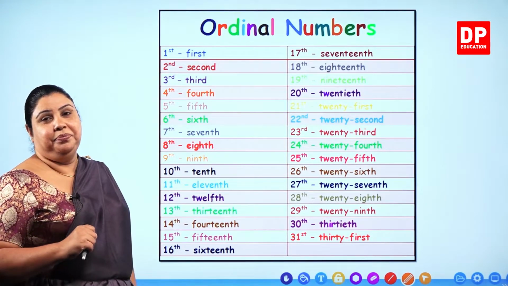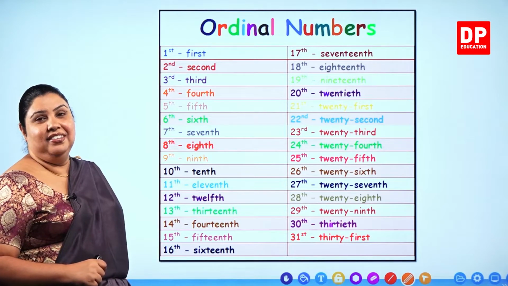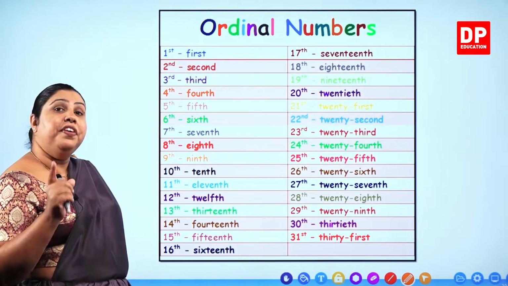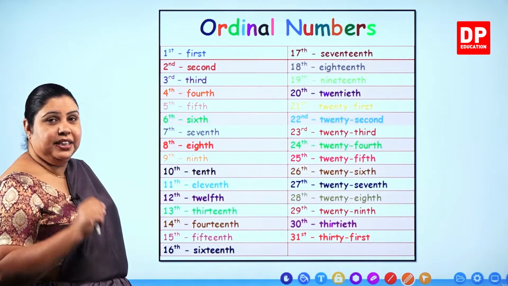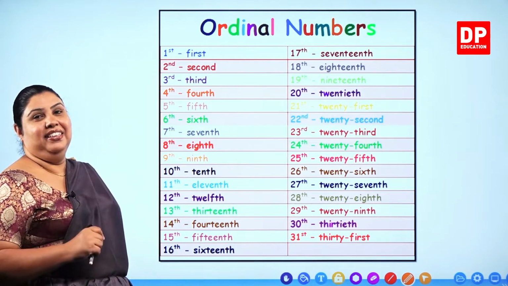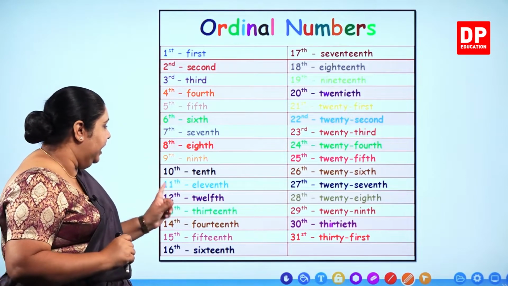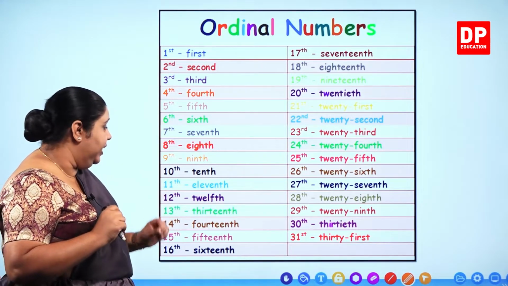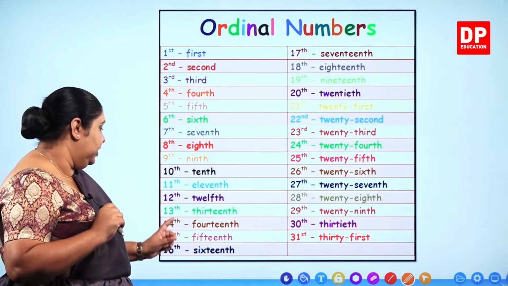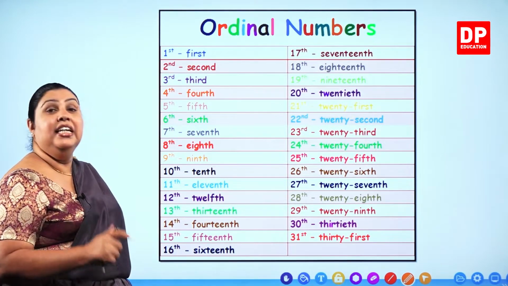Okay. 1. You have to say first. 2. Second. 3. Third. 4, 4th, 5, 5th, 6, 6th, 7, 7th, 8, 8th, 9, 9th, 10, 10th, 11, 11th, 12, 12th, 13, 13th, 14, 14th, 15, 15th, 16, 16th.